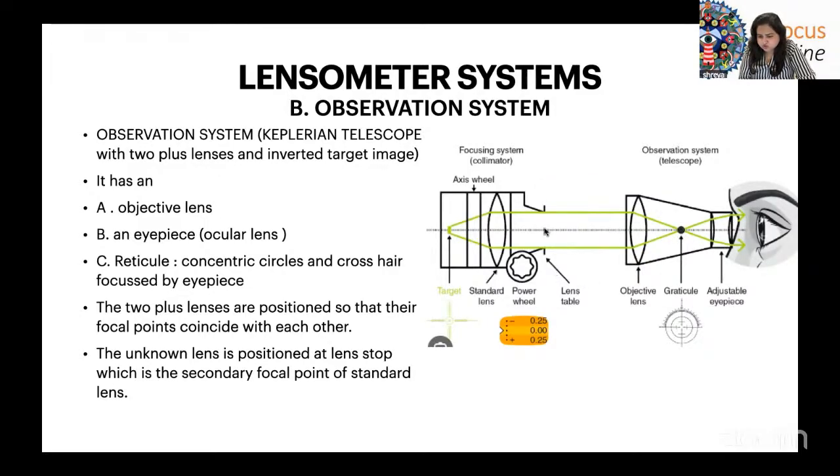Now, when we introduce an unknown lens here, the image of the reticule is defocused. That is how we have to move the target so as to focus the image of this particular unknown lens. Whatever distance the target has to move is then shown on this lever. So the two positive lenses are positioned so that their focal points coincide with each other. And like I said before, the lens stop is exactly at the second focus of this standard lens.